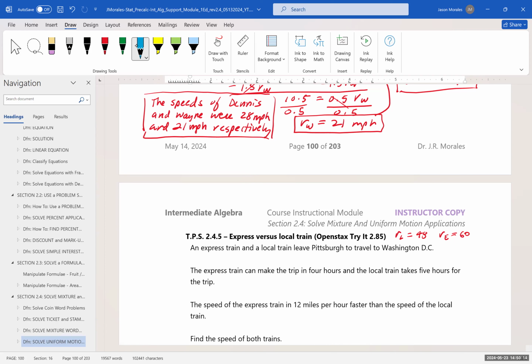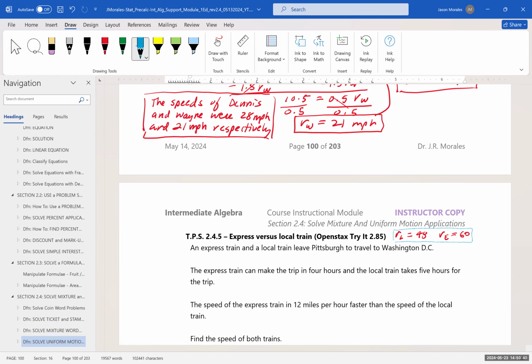The next example here is a think, pair, share. So this is a word problem that you should attempt on your own. This one is looking at the speed of an express versus a local train. I've given you here in red the answer to this one. So at this point, pause the video and try this on your own. See if you get those correct answers.